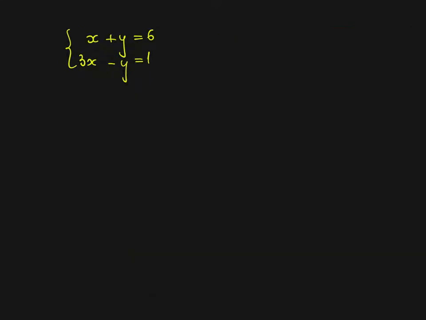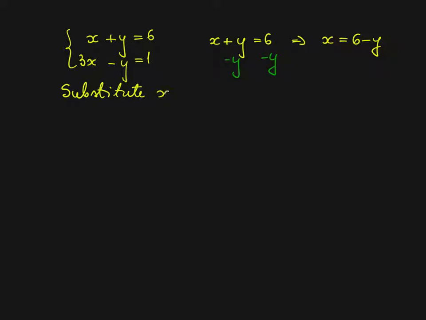I'm going to show another method of the same. For example, from the first equation, I want to substitute x. So if I want to substitute x, I will leave x on the left hand side by taking y from both sides. So I get x equals 6 minus y. And then I substitute this x into the second equation, and the second was 3x minus y equals 1. So this x, which is 6 minus y, is the same as this one.